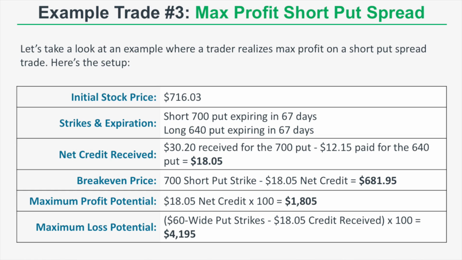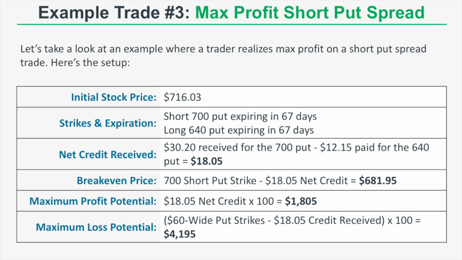Alright, so we've seen a losing short put spread and we've seen a partial profit short put spread. So now let's go ahead and look at an example where the short put spread realizes the maximum profit potential at expiration. So here's the setup. The initial stock price is 716.03. The strikes we're looking at are the short 700 put and the long 640 put, expiring in 67 days. Now we're going to collect $30.20 for the 700 put, and we're going to pay $12.15 for the 640 put.